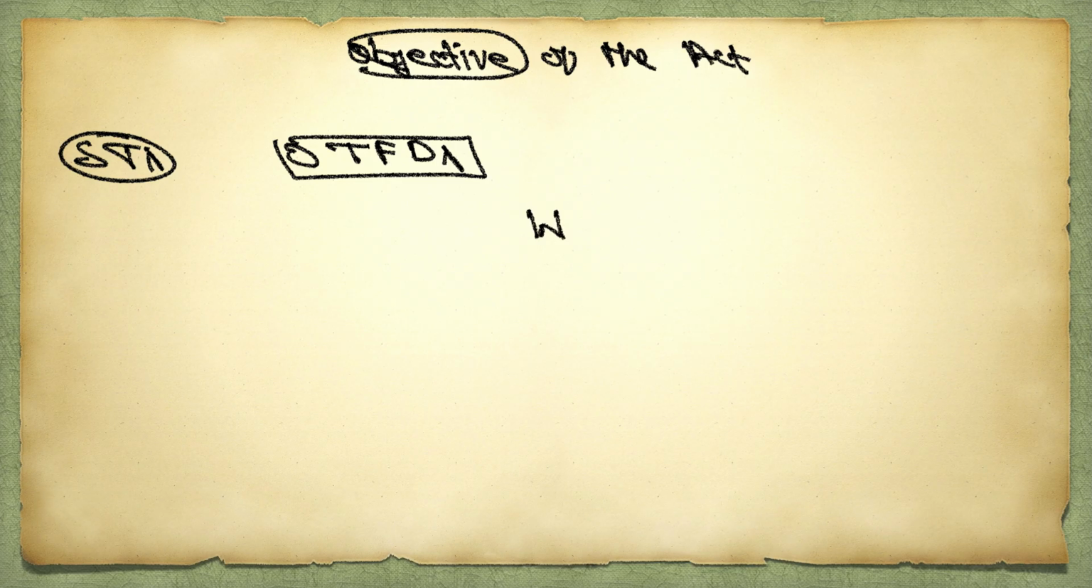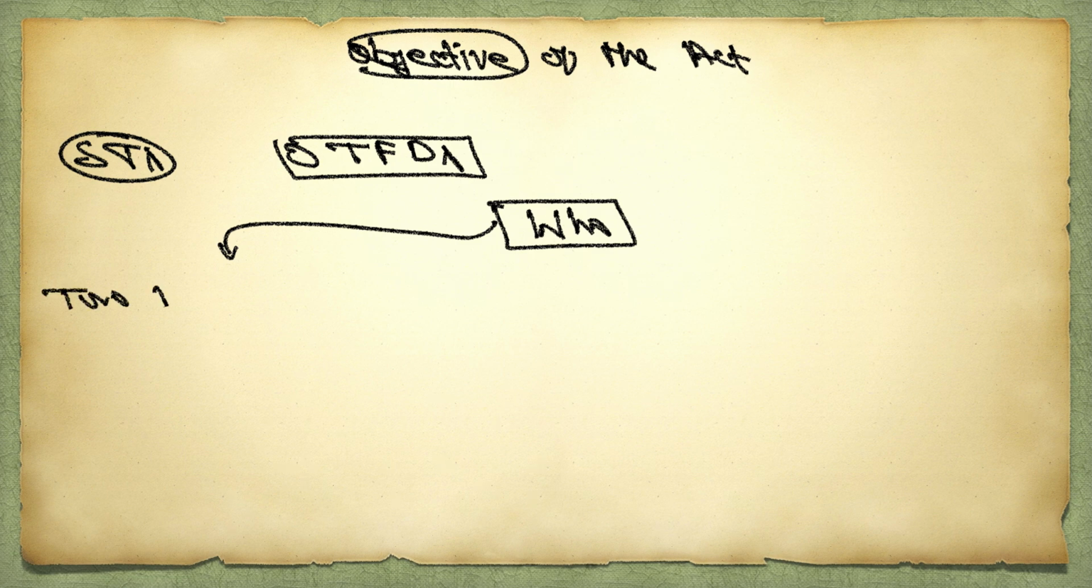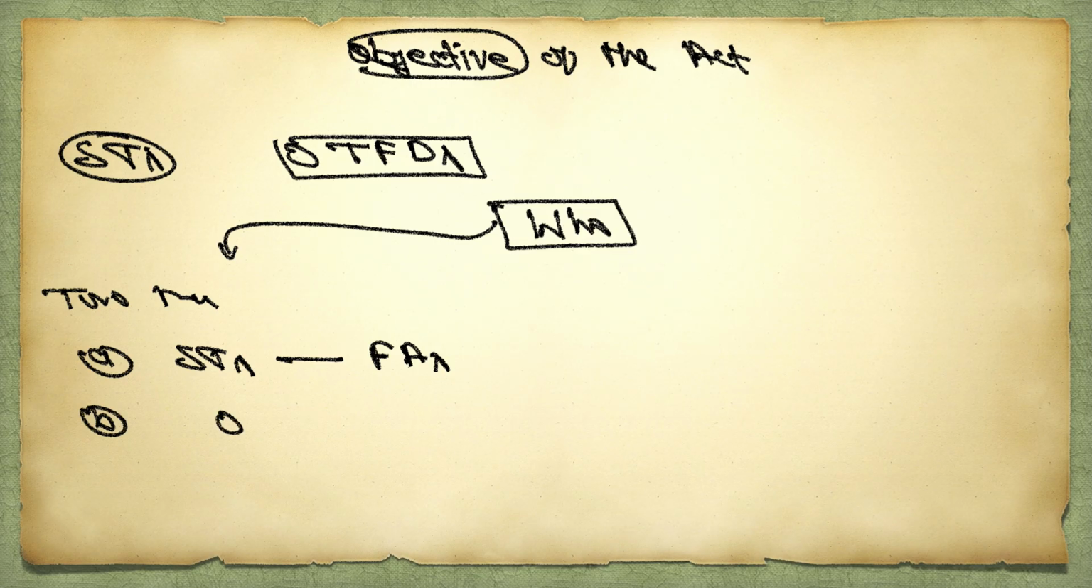Who gets rights under the act? Very important, Prelims favorite question. Who will get rights under this act? Two main categories. First, scheduled tribes living in forest areas. Second, other traditional forest dwellers.